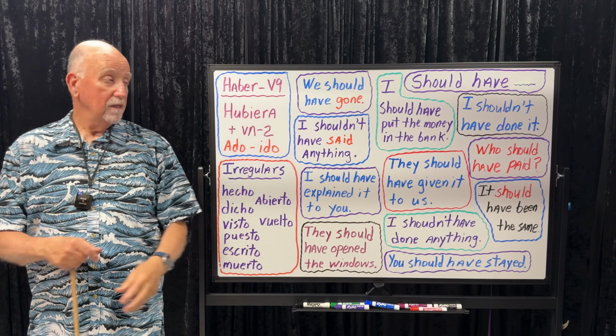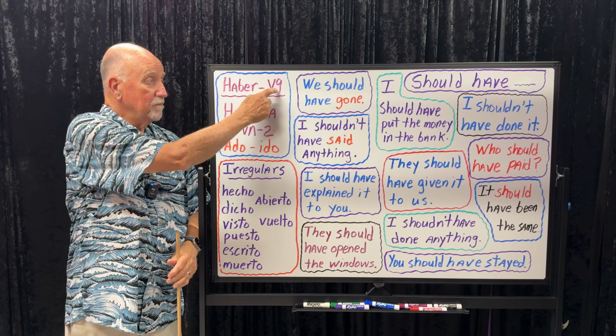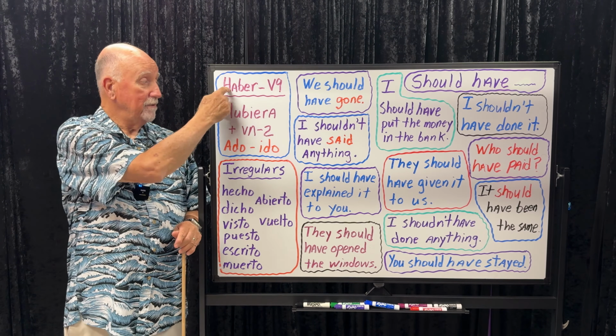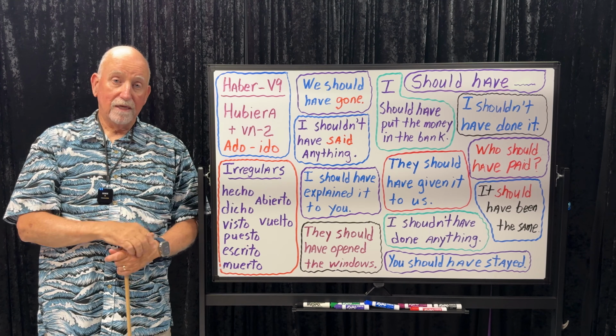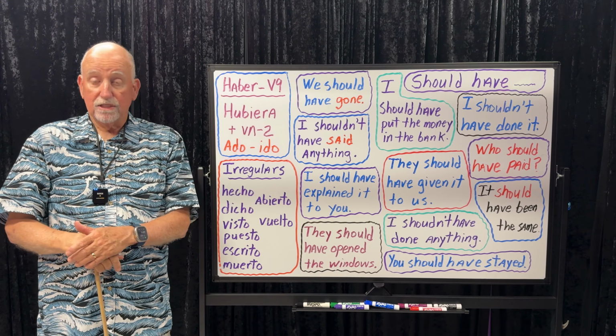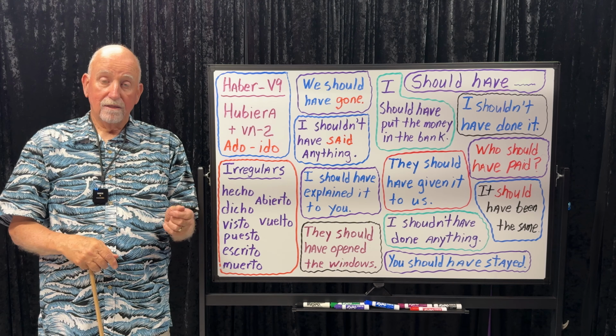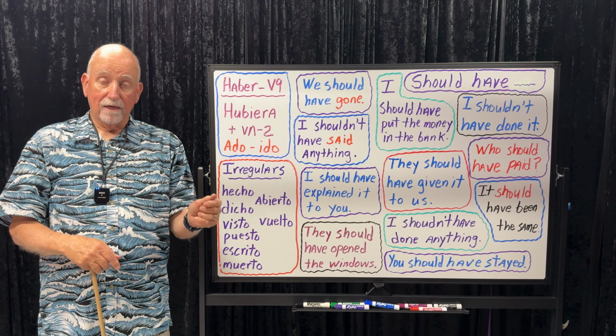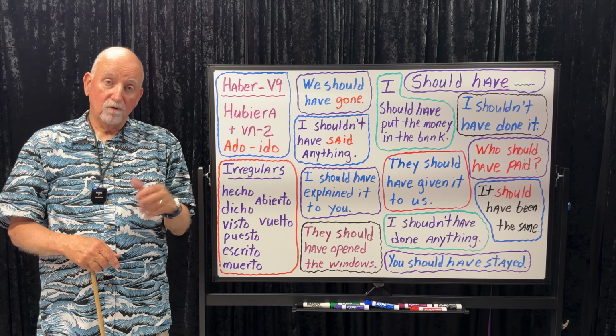Should have. Well, in Spanish, we take verb number 9, the past subjunctive of the verb haber, which is hubiera. Hubiera means I should have. I shouldn't have, no hubiera, or yo no hubiera. I should have, hubiera, or yo hubiera.